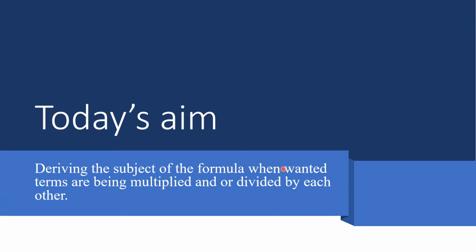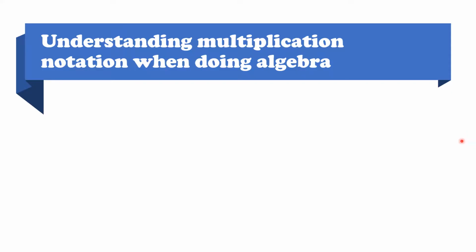And by wanted term, don't get confused there. When I say wanted term, all I'm referring to is the unknown. So the wanted term will be our unknown. Let's go. Before we get into it, I think it's imperative that we first understand the multiplication notation. Not all the time when doing algebra, especially finding the subject of the formula, will you see a multiplication sign. So let's get that out of the way.